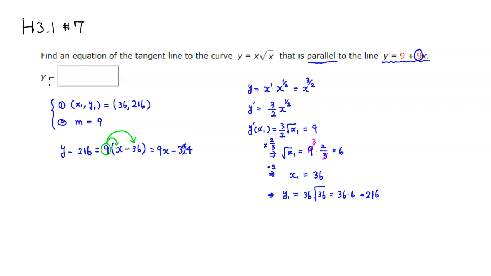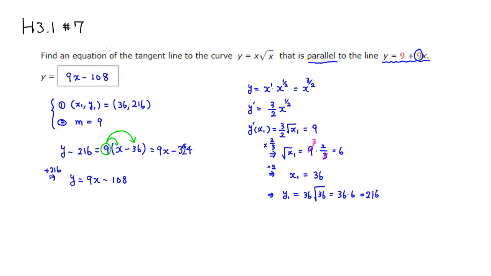Then since we need to write it as y equals, I have to get rid of negative 216, so I'm going to add 216. So y is equal to 9x, and we have to add 216 to negative 324. So it's going to be negative. 324 minus 216 is 108. Is that right? So it's going to be 9x minus 108.